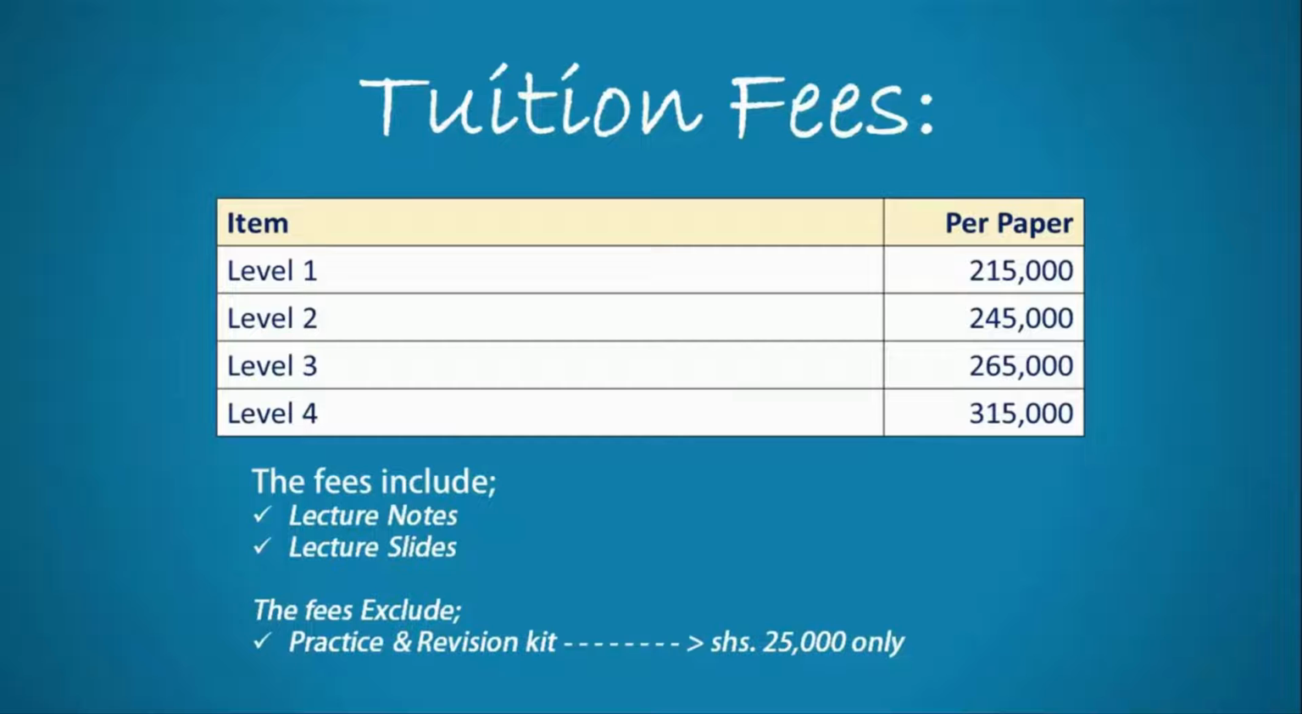Now, the fees include tutor support, the lectures in the form of physical lectures and in the form of online lectures. Of course, for us, we have blended teaching. Some papers are done online, other papers are done physical, one-on-one. These include the lecture notes, the lecture slides, and all the materials you need to cover the course. However, the fees do not include the practice and revision kit. You'll be able to purchase the practice and revision kit separately at only 25,000 Ugandan shillings.